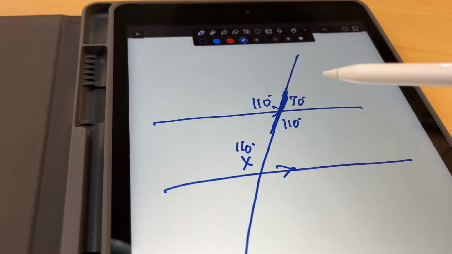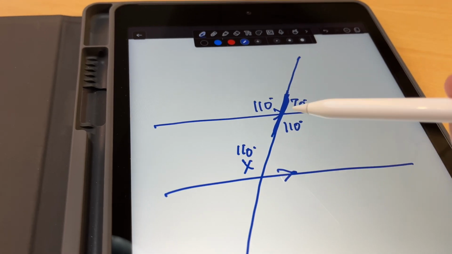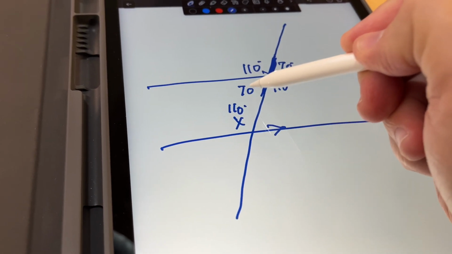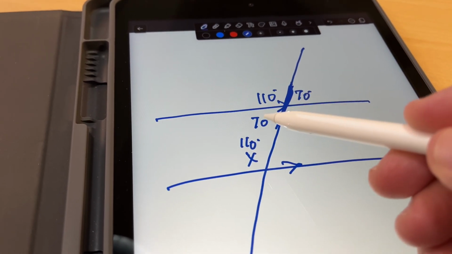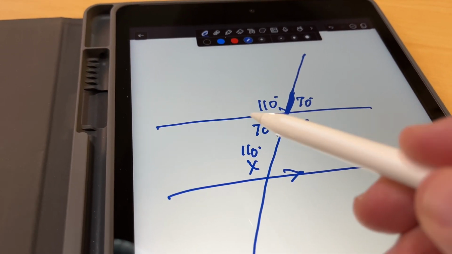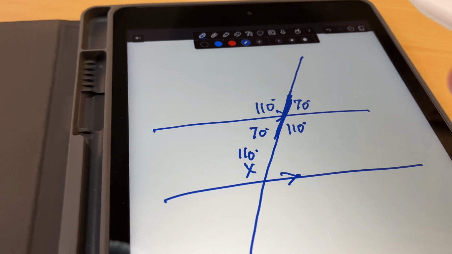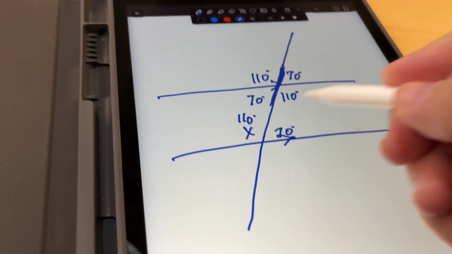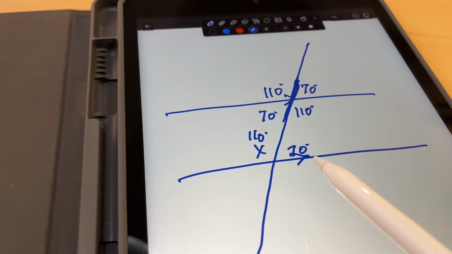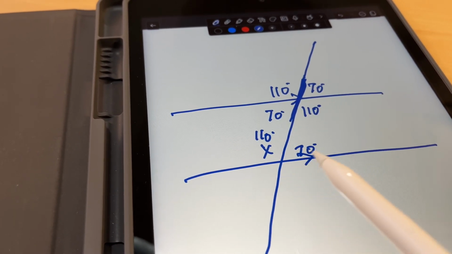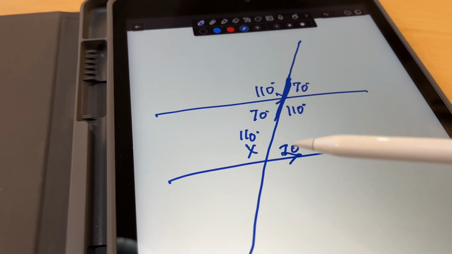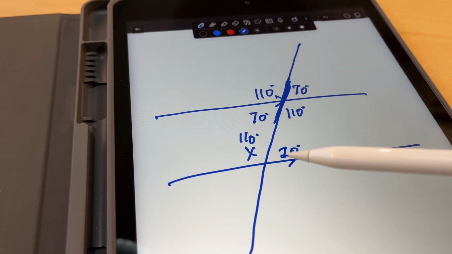So you could find just about everything here. Since this is 70, then this also has to be 70 because these are vertical angles, and because this is a straight line and these have to add together to be 180 degrees. This is 70 for a lot of reasons. First of all, it is a linear pair, so 110 and 70 has to be 180, but also these are corresponding angles right here. Corresponding angles are congruent.